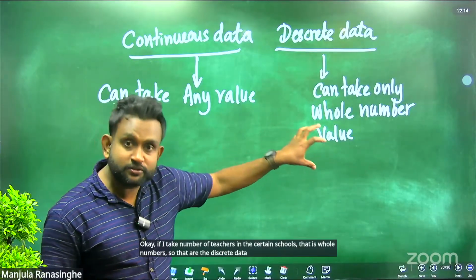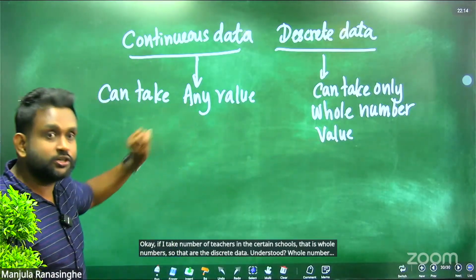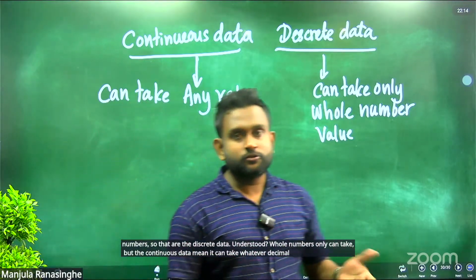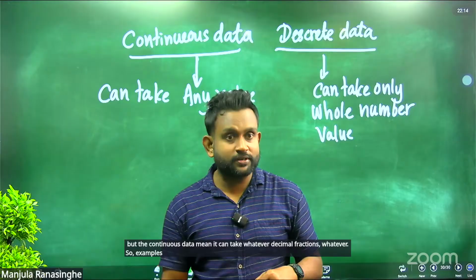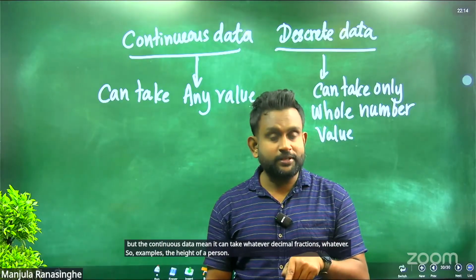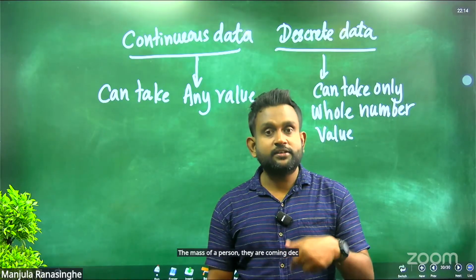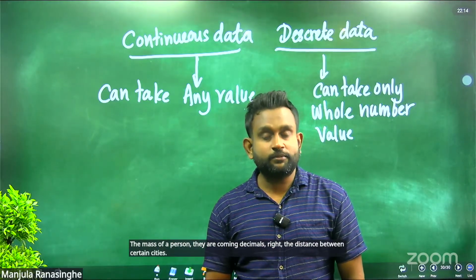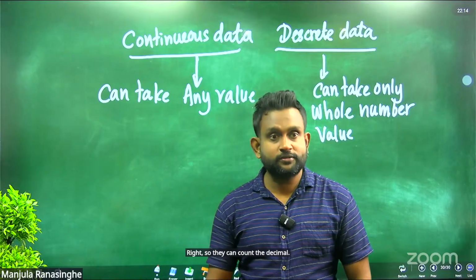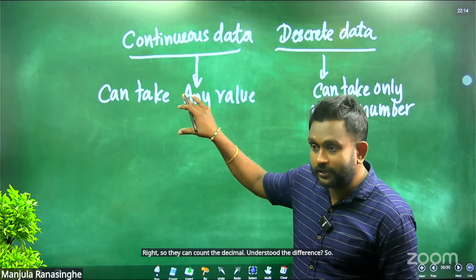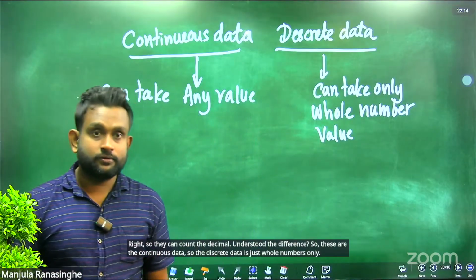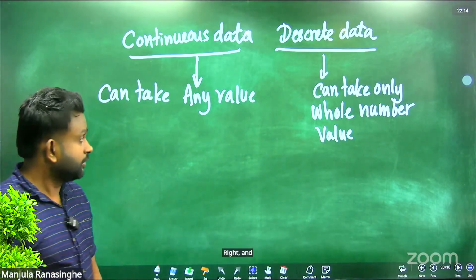Understood? Whole numbers only it can take, but continuous data can take whatever, decimals, fractions, whatever. So examples: the height of a person, the mass of a person, they come as decimals, right? The distance between certain cities also comes as decimals. Understood the difference? So these are the continuous data, and discrete data is just whole numbers only. Any questions to ask? You can ask.